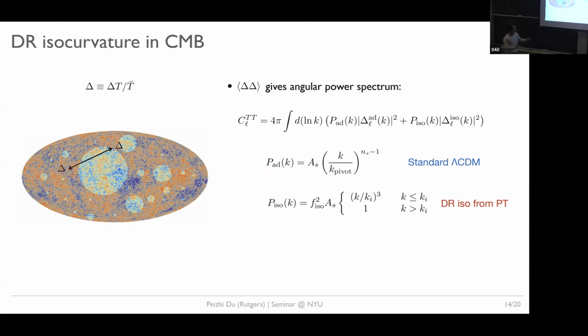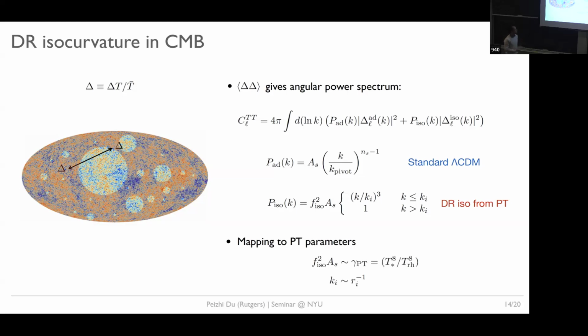Then there's another scale, k_i, which is the transition of this broken power law. The cartoon picture is that we have these big bubbles imprinting in the dark radiation, and once they re-enter the horizon, they will also affect the CMB observables. It will look roughly like these big bubble distributions on the sky map of the CMB.